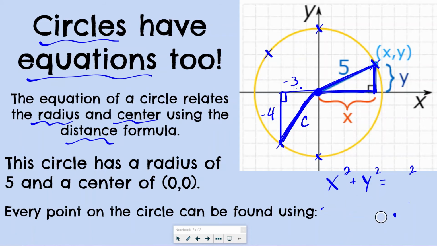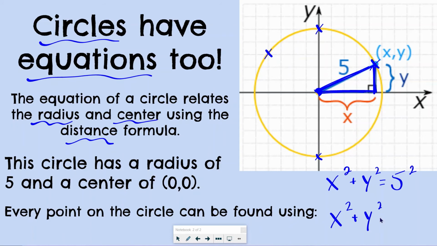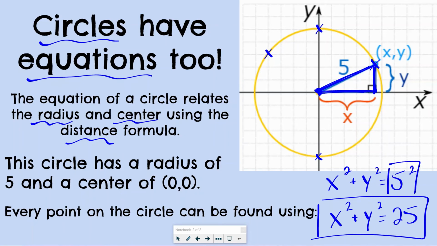So this is the standard form of that equation. I'm going to clean this up a little bit. The standard form is x squared plus y squared equals the radius squared. Here the radius happens to be 5, and I'm actually going to square that. So x squared plus y squared equals 25. That is the standard form of the equation of that circle. You see that the radius is always going to be there.